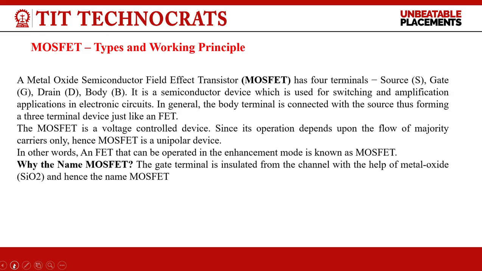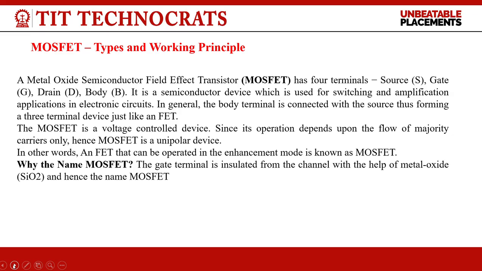Now our next topic is MOSFET and its types and working principle. MOSFET, which is a metal oxide semiconductor field effect transistor, has four terminals: source, gate, drain and body. It is a semiconductor device which is used for switching and amplification applications in electronic circuits. In general, the body is connected with the source, thus forming a three-terminal device like an FET, which is a field effect transistor.